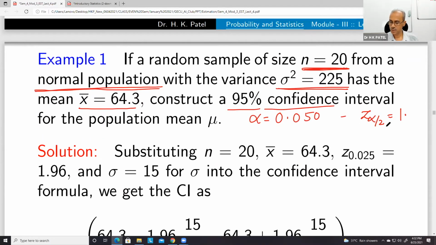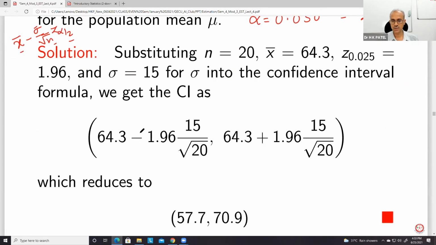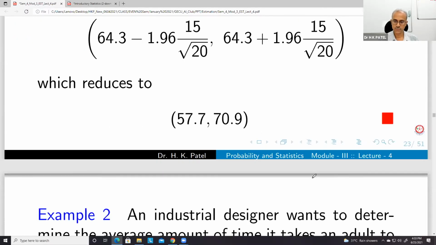So this is 1.96. So now you can substitute all these values. What we have is x bar minus sigma upon root n Z alpha by 2. So sigma is there, n is there, x bar is there, and Z alpha. So you just substitute all the things here. You can see that, so we get this interval. All right.